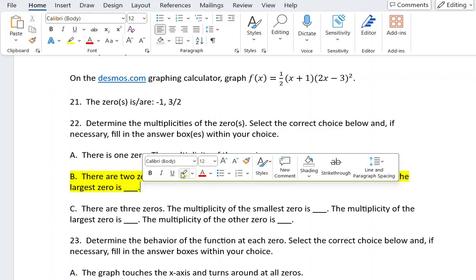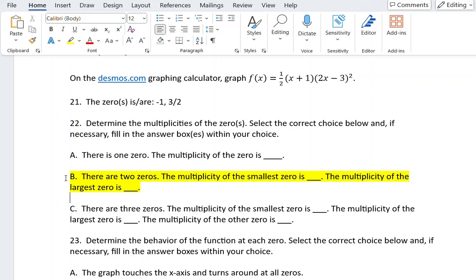In MyLab, this will be a multiple choice question, and so you'll select the multiple choice answer and then fill in the boxes. The multiplicity of the smallest zero is blank. The multiplicity of the largest zero is blank. So I need to look at my zeros that I identified above. The smallest number is -1, and the multiplicity at -1 is 1, because that set of parentheses has one factor, or it appears once in my function.